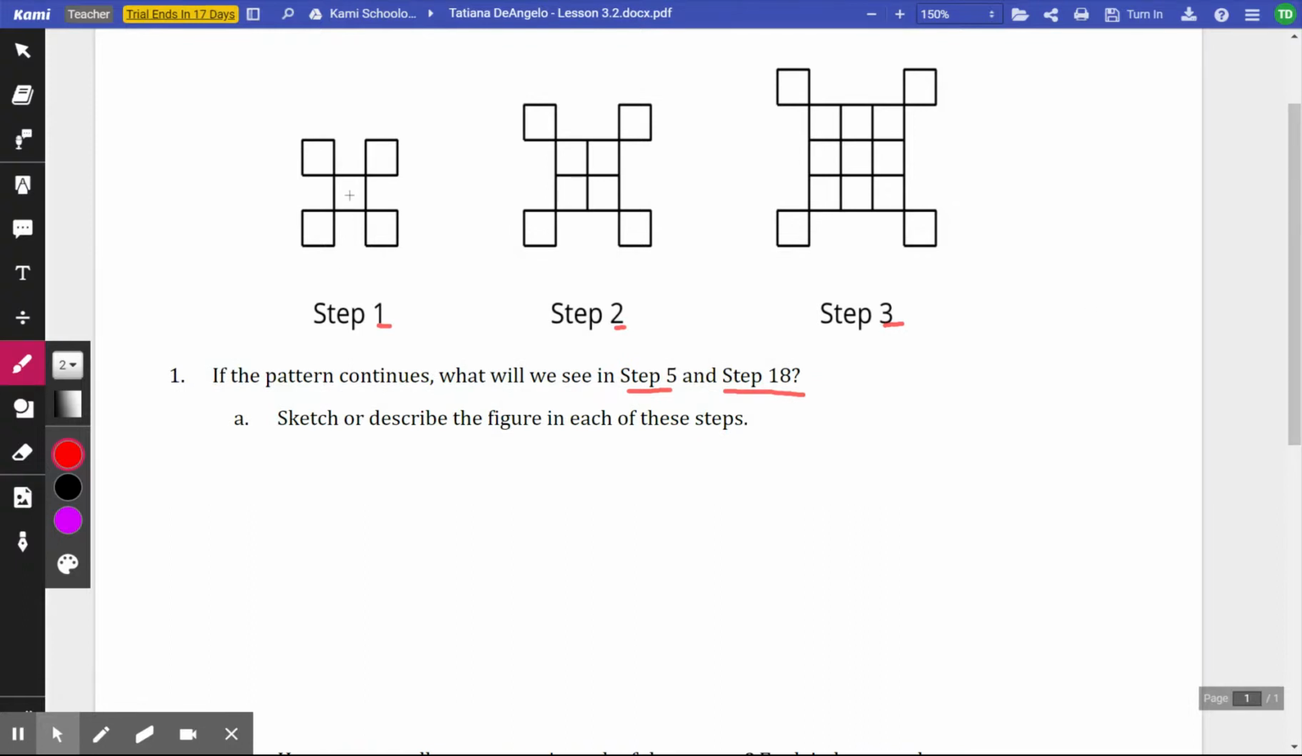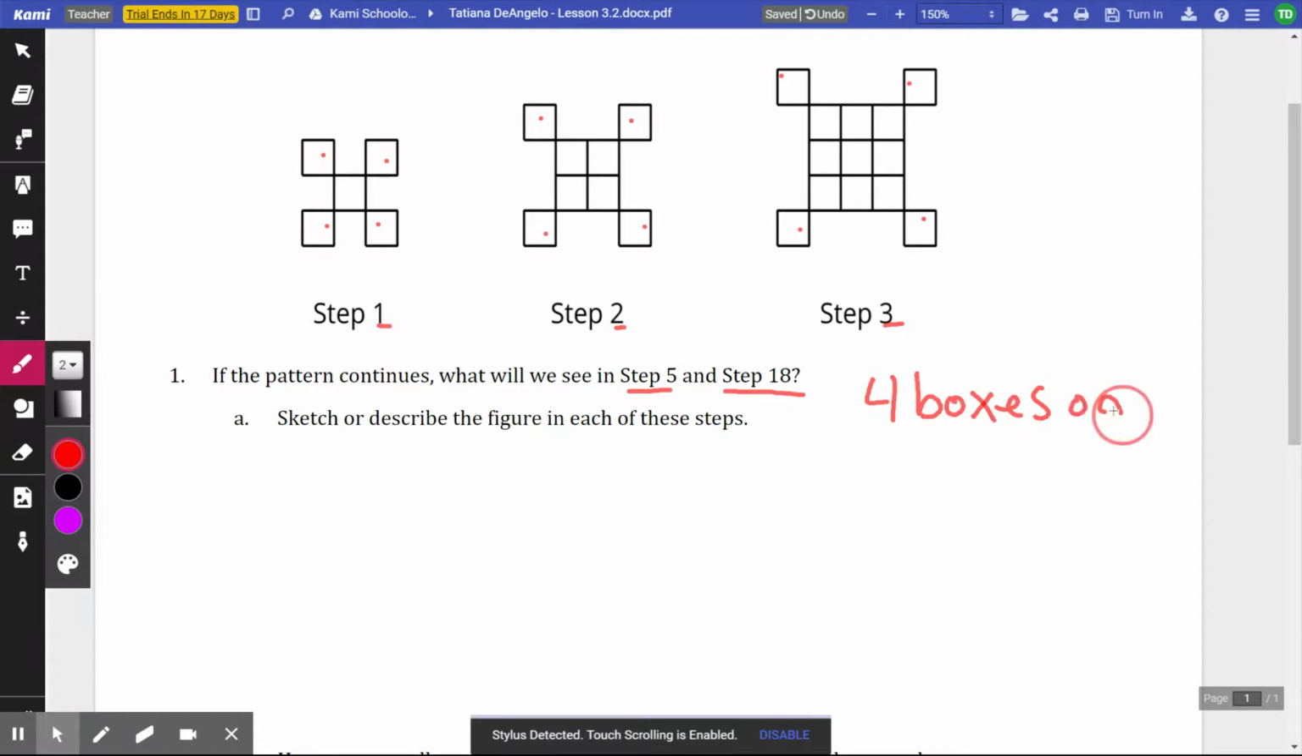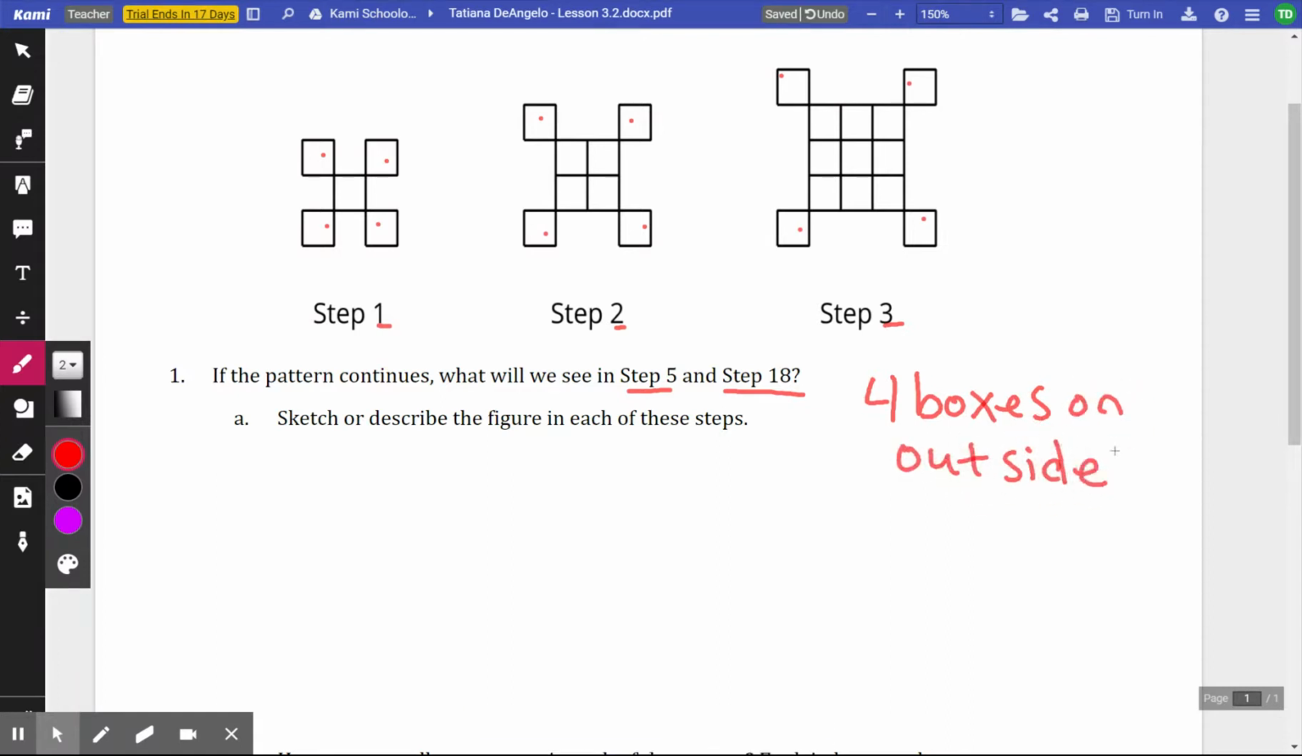So I see one box in the middle surrounded by 1, 2, 3, 4 boxes. And I notice that I see that every time. There's 4 boxes on the outside. So I'm pretty sure that that's part of the pattern. So there are 4 boxes on the outside. Then I notice that whatever my step number is somehow related to the middle box.